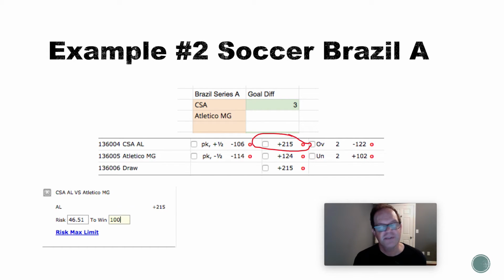Am I saying this right? Yeah, $44. So we only risked a 1/10 of a unit to win almost a half a unit. So that was another example of doing just the same thing I just went over.